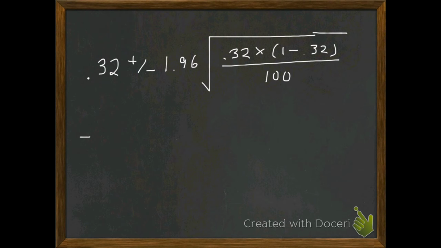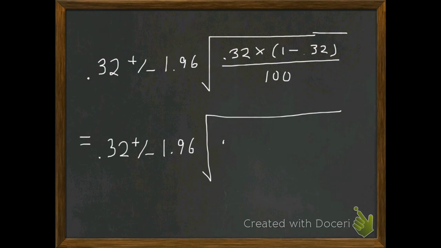Guys, we can clean that up a little bit. So 0.32 plus or minus 1.96 times the square root of 0.32 times 0.68 over 100. Now the calculations that we'll make here, we'll go back to our calculator.